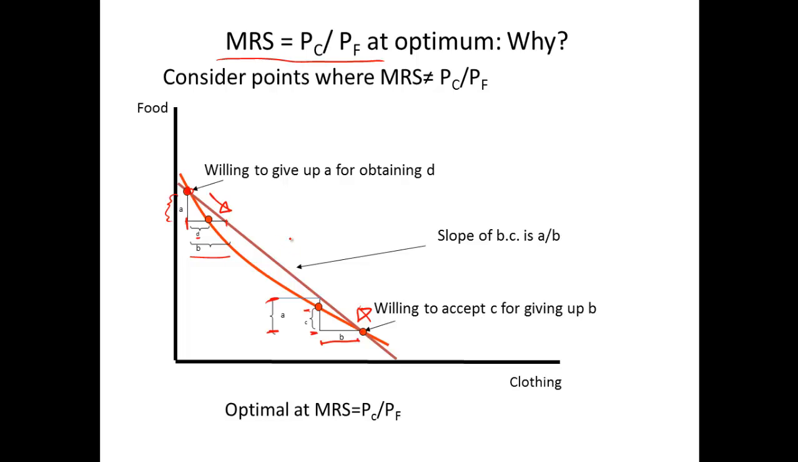Well, the only place where this is no longer possible is the place where the slope of their indifference curve equals the slope of the budget constraint. And so that's just another way of saying what we've already said, that the optimal solution is at a point where the MRS equals minus the slope of the budget constraint, or here, PC over PF.